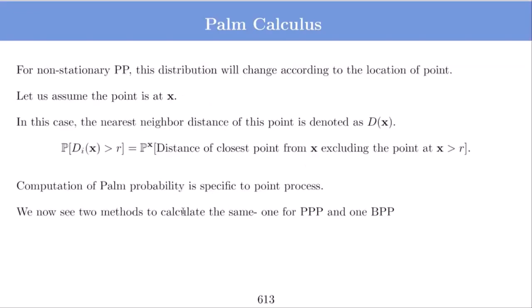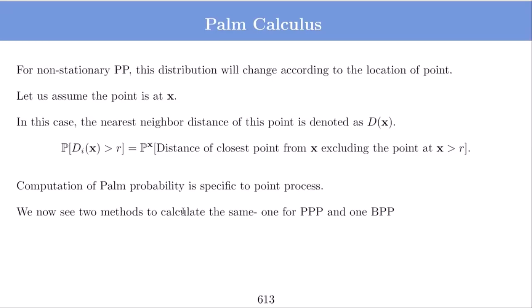So how do we compute that? If the point process is non-stationary, the distribution would change according to the point location. So here we have to take the point at a particular location. Let's assume the point is at x. In this case, the nearest neighbor distance of the point is denoted as d_x, because this will be a function of x. And then the probability that d_x is more than r is the probability, conditioned on a point at x, that the distance of the closest point from x, excluding the point at x, is greater than r.